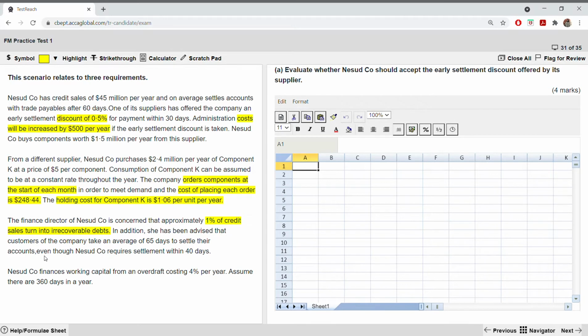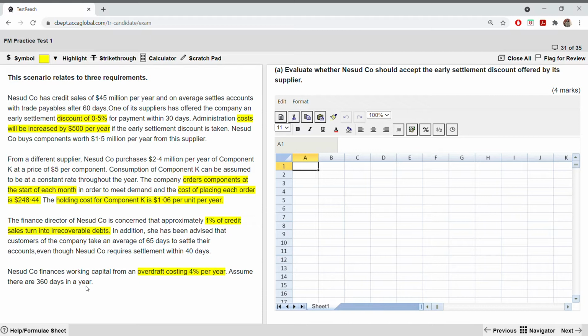Do you see accounts payable? How many days are you taking to pay off your supplier? 60 days here. But customers are taking even more days, 5 days extra for you to pay. Right? 65 days. Even though Nesot requires settlement within 40 days. So Nesot finances working capital from an overdraft costing 4% per year. How are they going to finance the working capital? Overdraft costing 4% per year. Assume there are 360 days in a year. Okay.